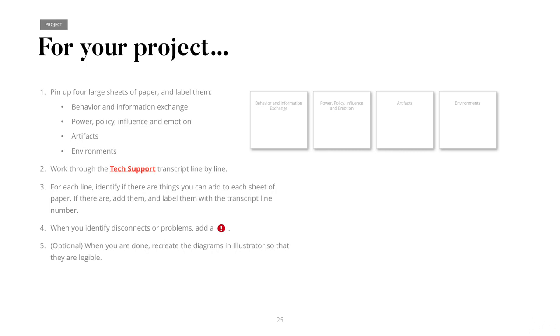And so for your project, I'd like you to go through the same experience that we just learned, but with our fake telecom company, Penguin Telecom. First, pin up large sheets of paper and label them. You're going to have one each for behavior and information exchange, power, policy, influence, and emotion, artifacts, and environments.